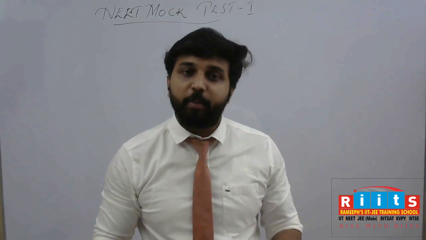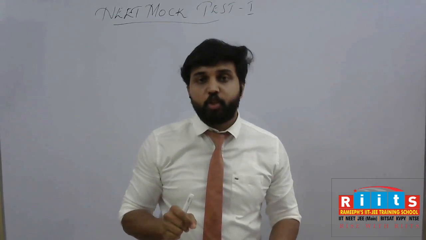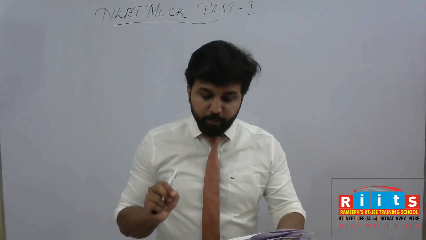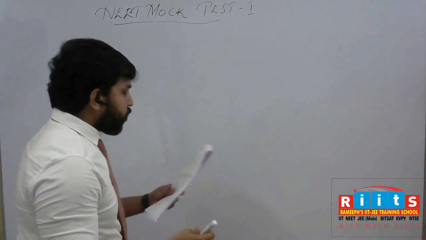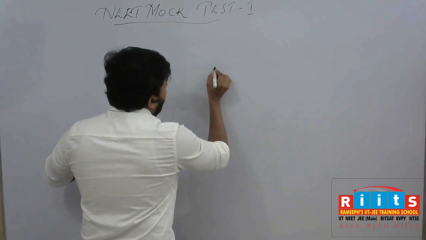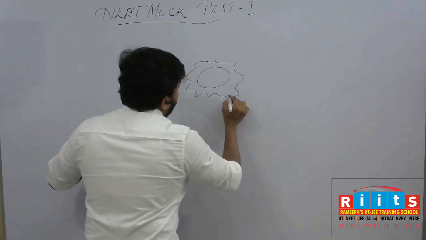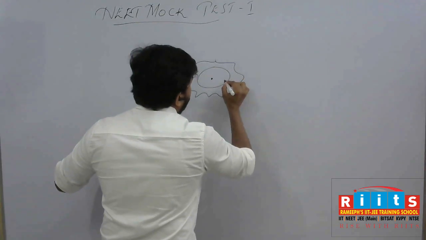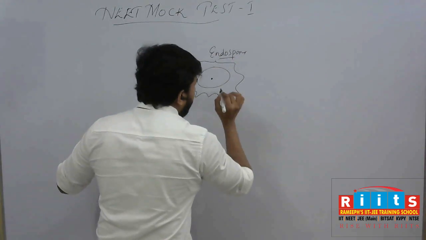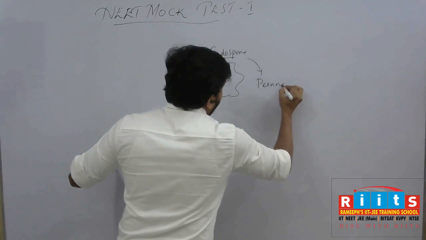Next question, that's question number 11. Endospores formed by certain bacteria are actually the means for. Before we go into the options, first of all we want to understand what an endospore is. This is the structure of an endospore, and this endospore is actually meant for perennation.